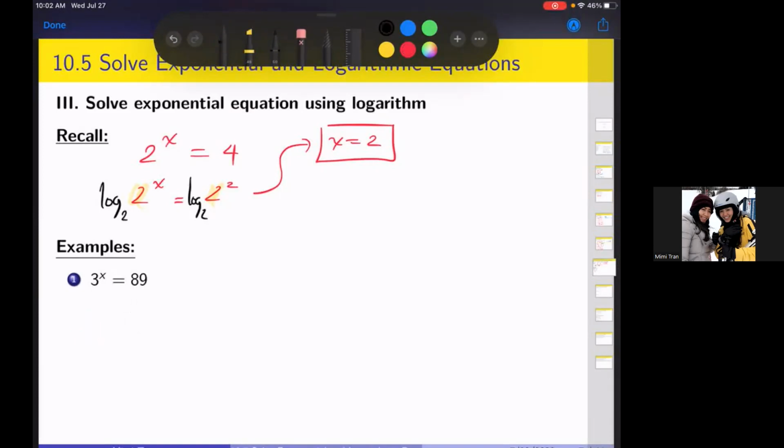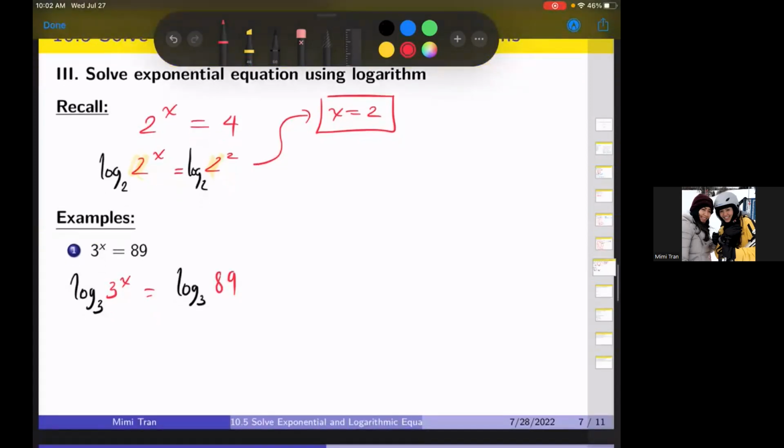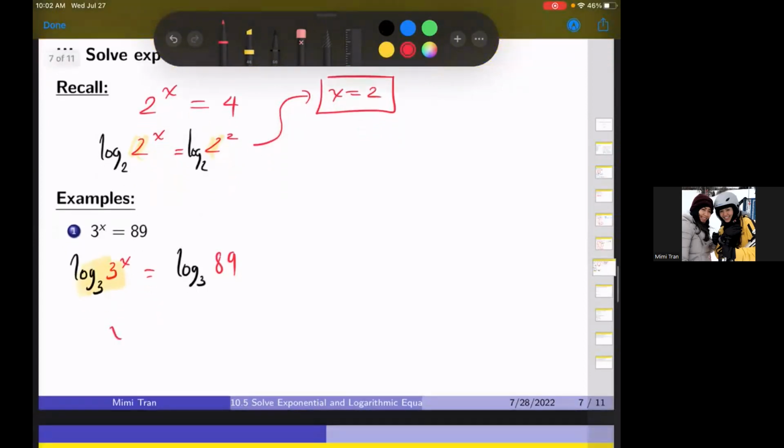So log base 3 of 3 to the x equals log base 3 of 89. Basically I add log base 3 to both sides, kind of like you square both sides, or cube both sides. On the left-hand side, I can cancel that. So now x equals log base 3 of 89. What is log base 3 of 89? It's just some number if you plug it in your calculator.